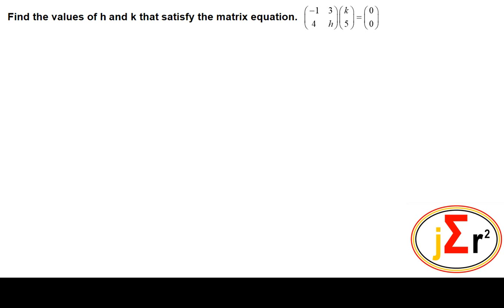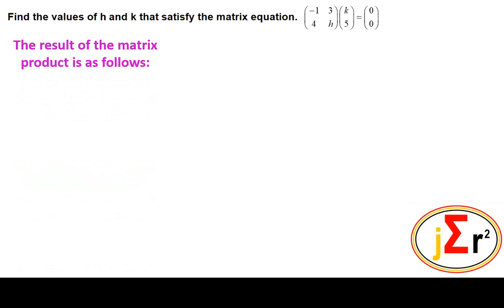Find the values of h and k that satisfy the matrix equation. So here we have a matrix equation, which is, of course, the product of two matrices on the left-hand side, and that is equal to the single column matrix on the right-hand side, which is 0, 1. So this product is equal to 0, 1.